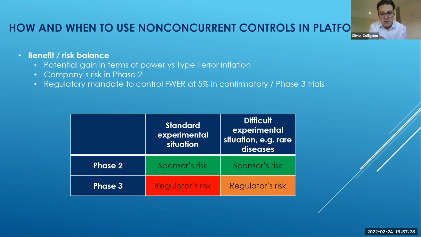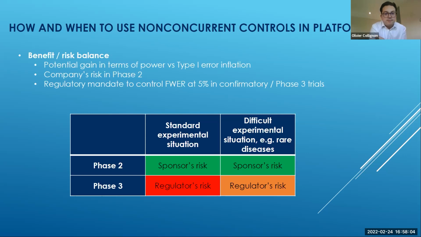So we all have in mind, for example, rare diseases, but we could have in the discussion maybe other areas that can be considered more challenging. And clearly, in a standard setting, I think regulators will probably ask to have type 1 error control at 5%, whereas in a more difficult experimental situation, they are more prone, I think, now to move a little away from that, but I'm sure we'll hear from them on that topic.